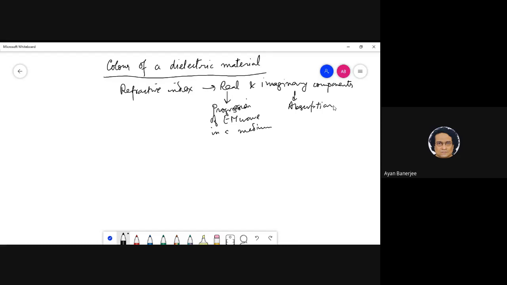What do you think happens? Certain frequencies are absorbed while the rest is transmitted or reflected. So what we see as the color is the part which is reflected, right? Very good. Very good. Yeah, that is very true.